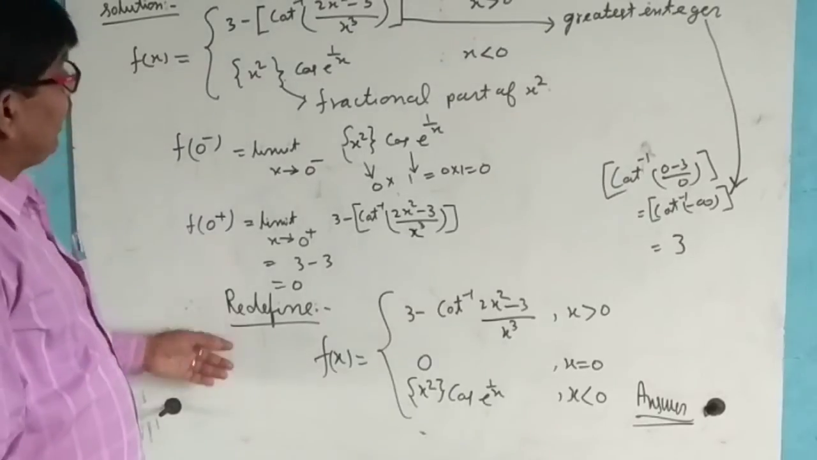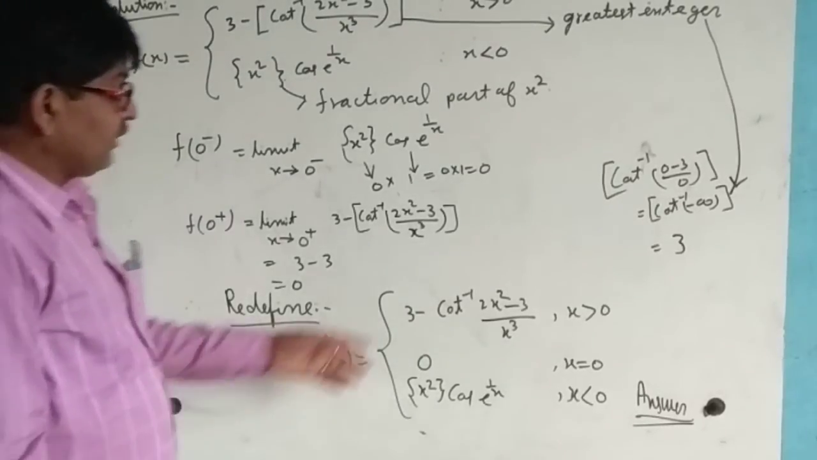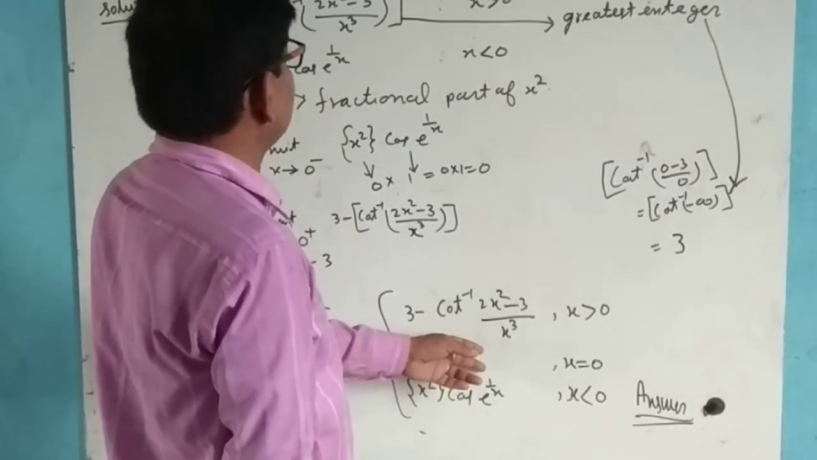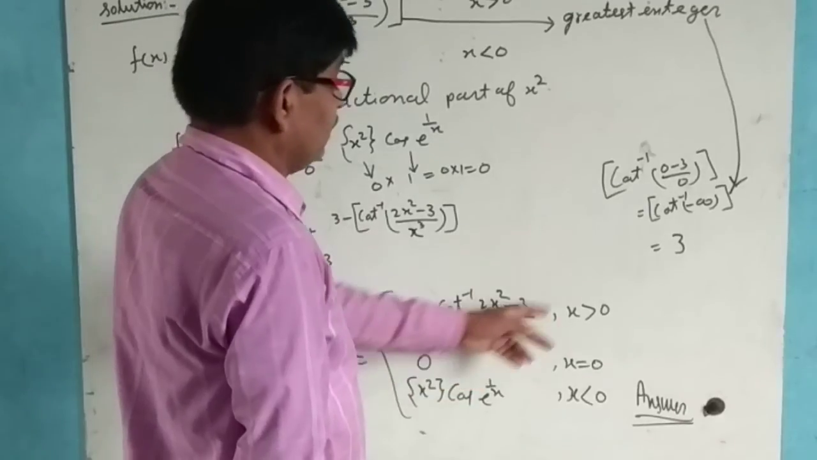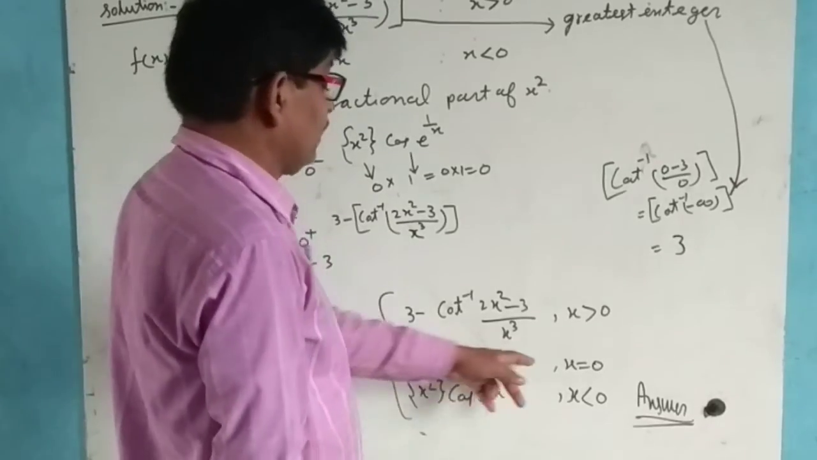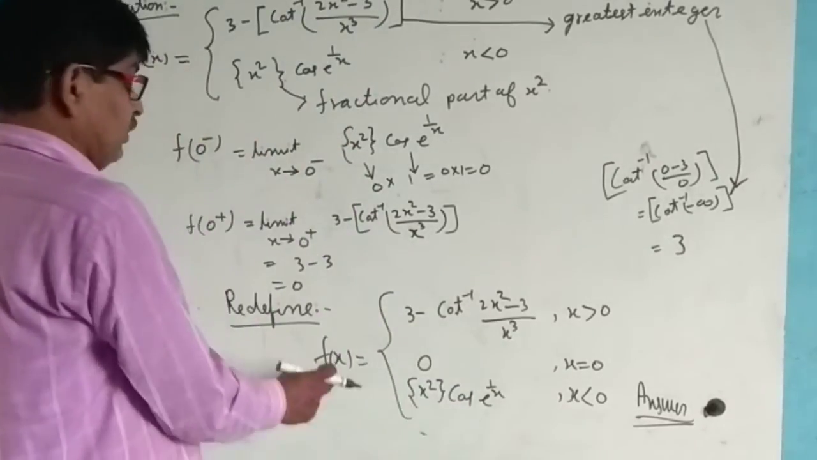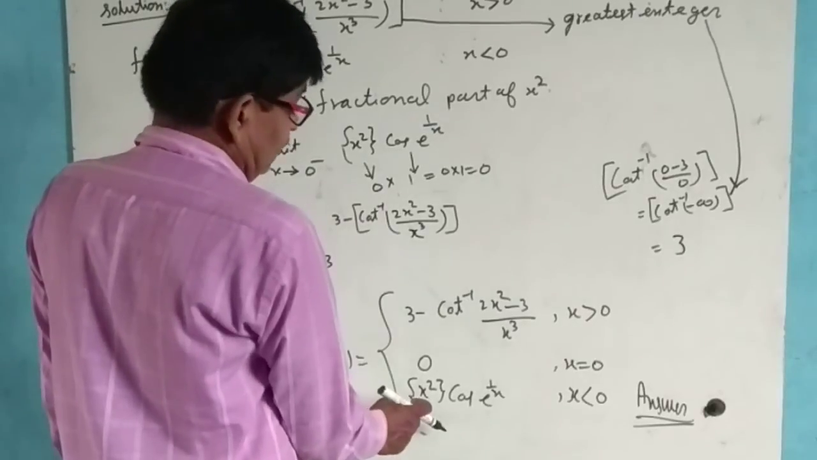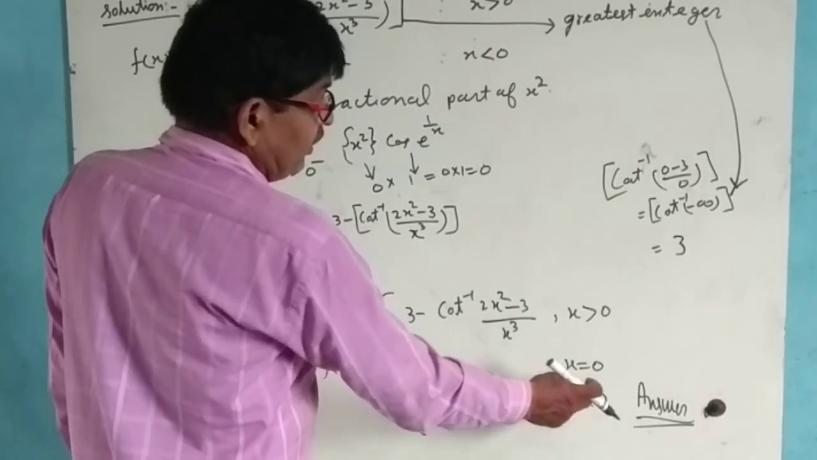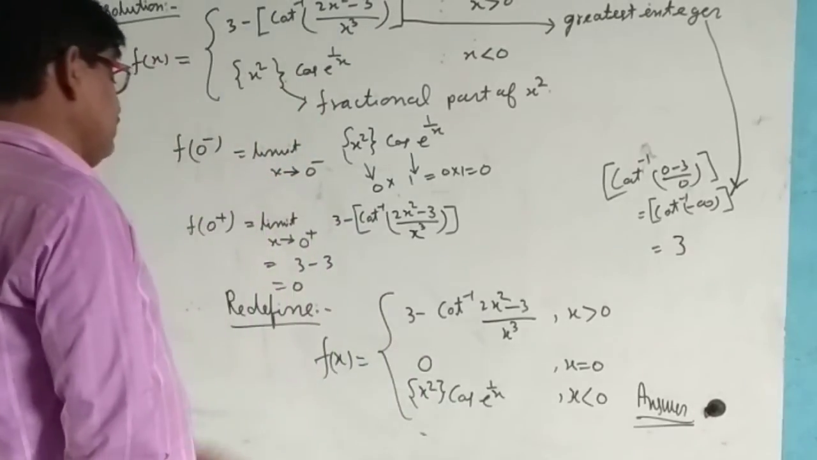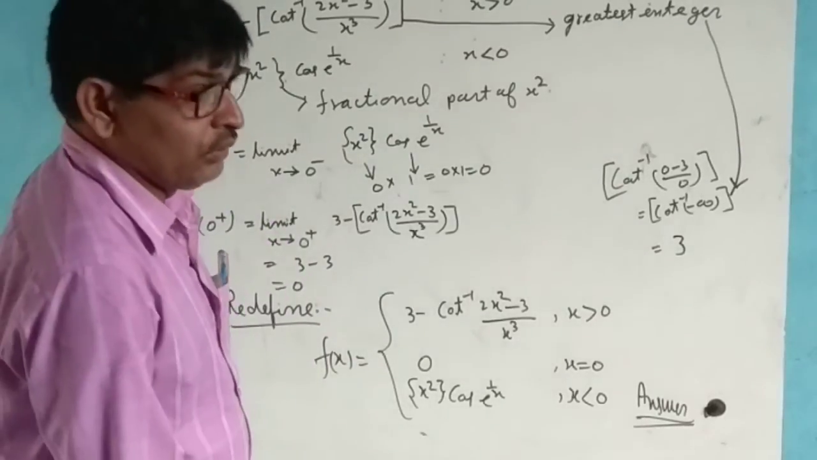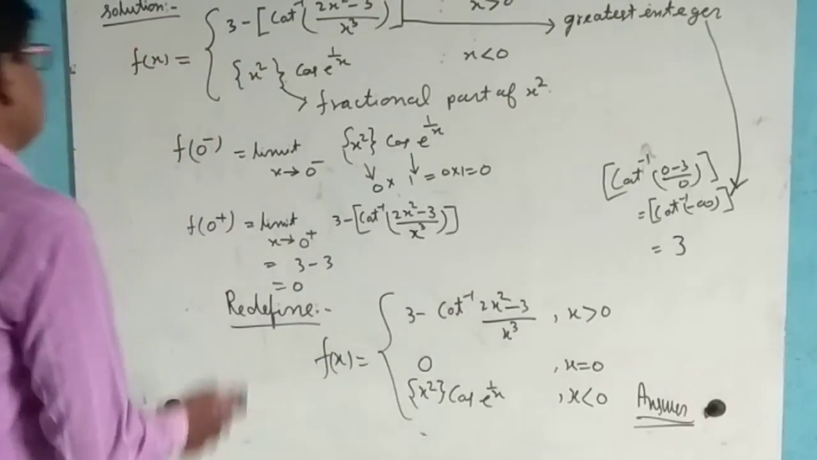Now redefine the function. f(x) is equal to 3 minus [cot inverse (2x square minus 3) by x cube] for x greater than 0, equal to 0 at x is equal to 0, and equal to x square cos e to the power 1 by x if x is less than 0. This is our required result. Now we further discuss.